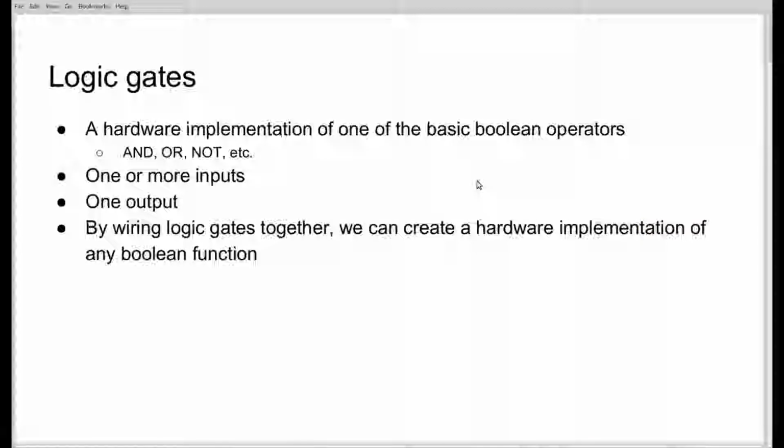So now we're ready to talk about logic gates, and logic gates are simply hardware implementations of one of the standard Boolean operators, operators such as AND, OR, NOT, and so forth. Any logic gate is going to have one or more inputs. These are signals that are being fed in to the logic gate, and then every logic gate will have a single output that does some Boolean function of its input values. By wiring logic gates together, we can create a hardware implementation of any arbitrary Boolean function.